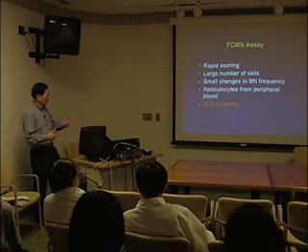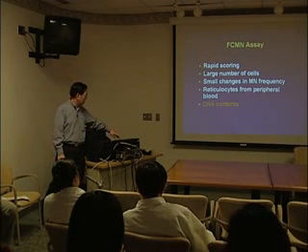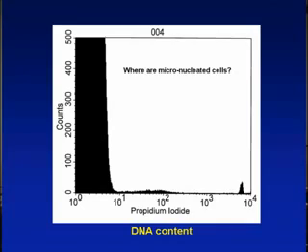Looks very simple, but in practice, you are facing several problems. For example, if you do a DNA staining of your red blood cells and put them on the flow cytometer, you get a display of DNA content measured by propidium iodide and the cell count. You get some kind of distribution. So the question is, where are the micronuclei cells? Where's your micronuclei?